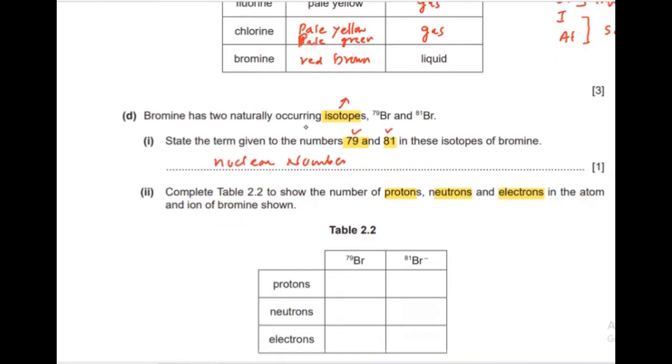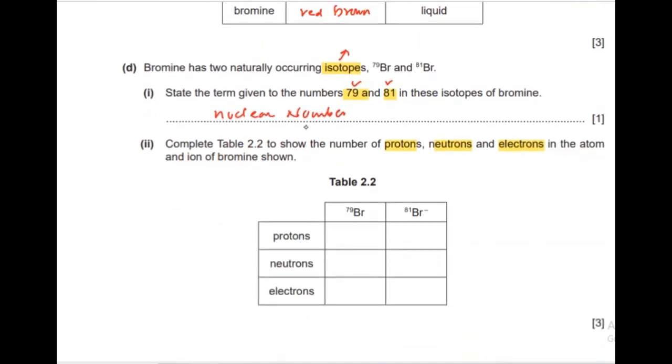Now, in the next part, you're going to calculate or find out the number of protons, neutrons, and electrons. Protons and electrons are the same, but here you don't have the information about the proton number of bromine. So just go to the periodic table and look at the proton number of bromine. 35 is the proton number of bromine. So for bromine, how many protons are there? 35. How many electrons are there? 35. Then 35 and then 35.